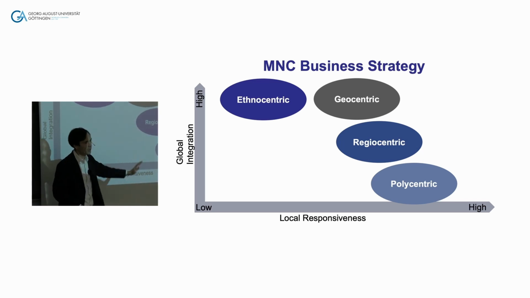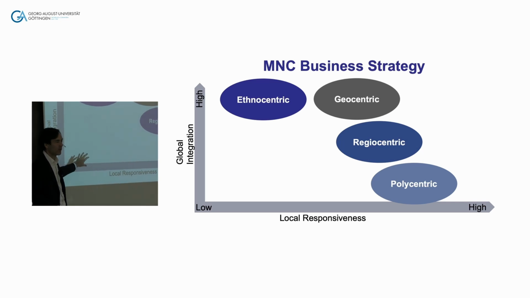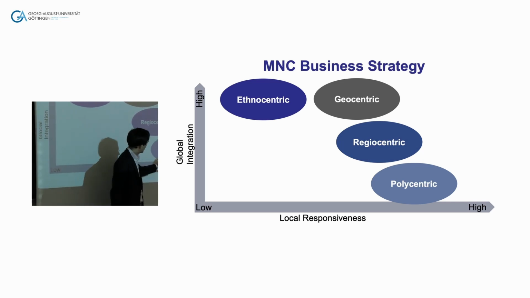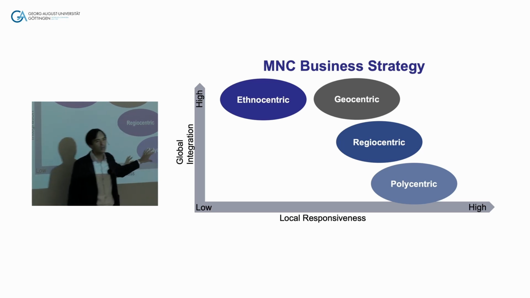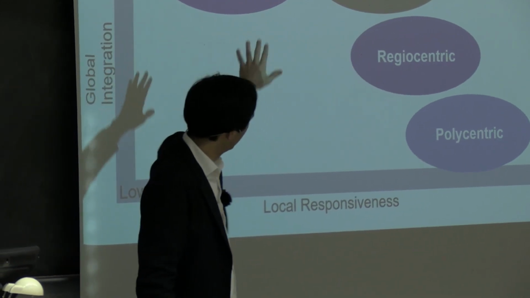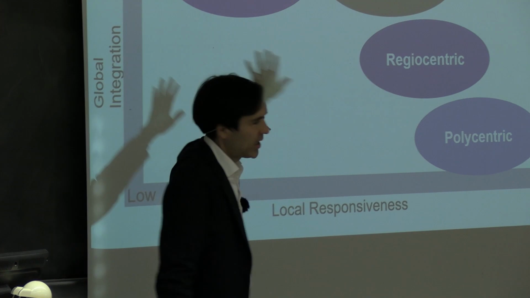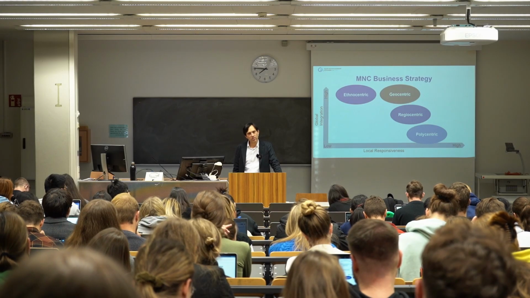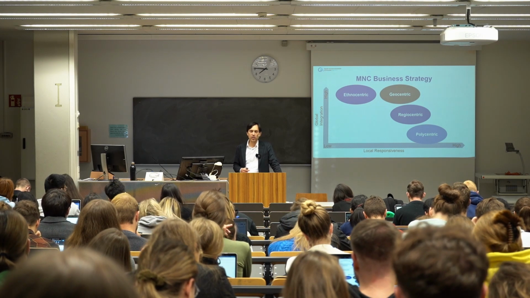From high to low, meaning low, no adjustment, everywhere the same, whereas compared to high adjustment, high degree of localization corresponding to polycentric orientation. Remember our strategy lecture. And here we plot again these different approaches in ethnocentric. We know best, Americans know best, wherever American companies are, they do the American way, just for example.